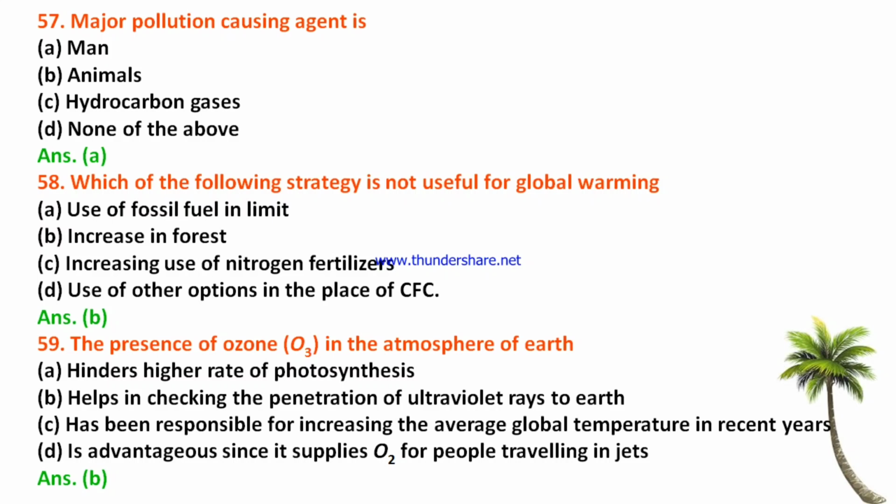Next, number 59. The presence of ozone or O3 in the atmosphere of Earth hinders higher rate of photosynthesis, helps in checking the penetration of UV rays to Earth, has been responsible for increasing the average global temperature in recent years, or option D is advantageous since it supplies oxygen for people traveling in jets. And the correct option is option B. That means it helps in checking the penetration of UV rays to Earth.